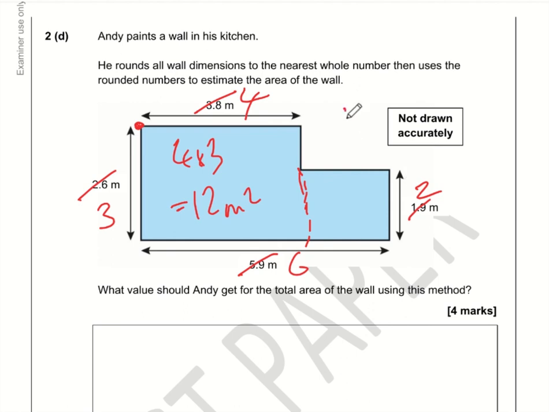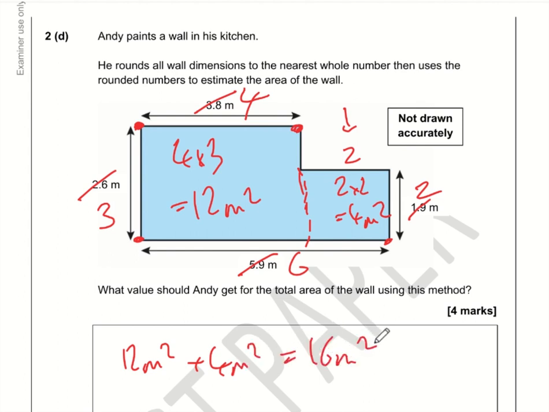We just need to work out this dimension here. Well, if it's 4 from here to here and 6 from here to here, then the difference, which is 6 take away 4, this must be 2. So here we have a 2 by 2, so 2 times 2, that is 4 square meters. So the total area is 12 square meters plus 4 square meters, so 16 square meters.